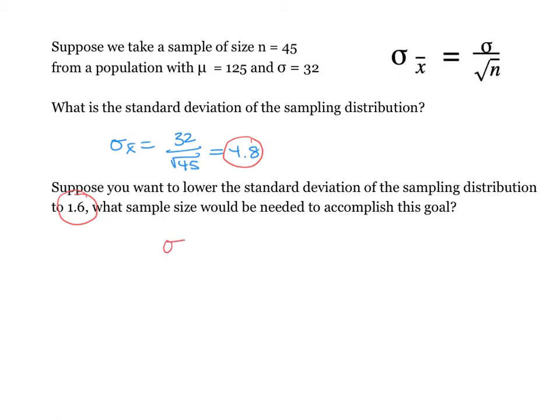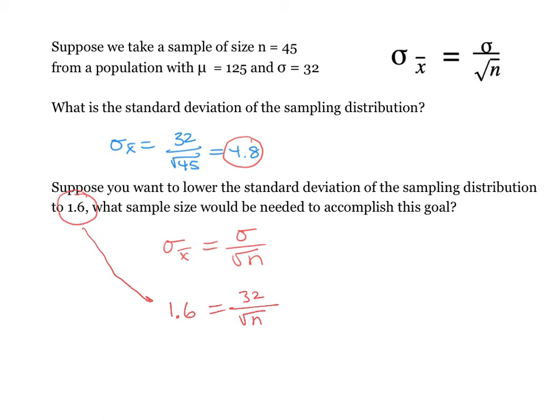So my equation is the standard deviation for a sampling distribution would be sigma over square root of n. Now I know what sigma is going to be. That is 32. And I'm wondering what sample size will get me a standard deviation of 1.6. Okay, so I plug the standard deviation I'm looking for in for the sampling distribution standard deviation, and now I'm going to solve for n.